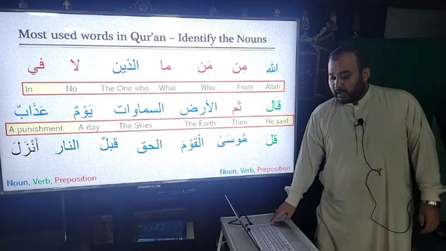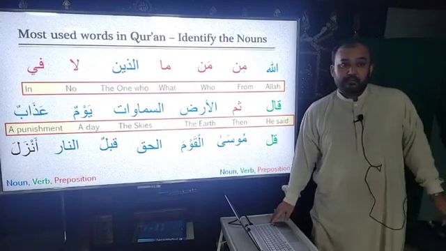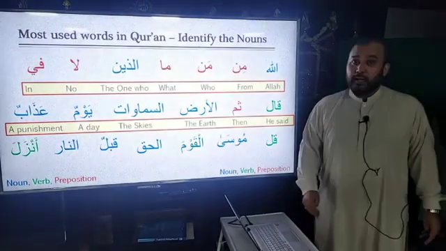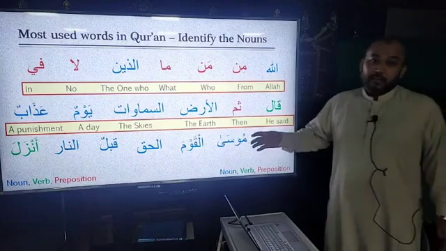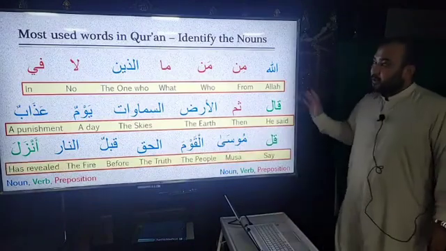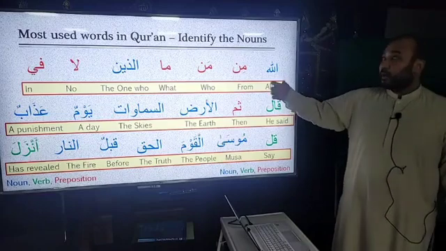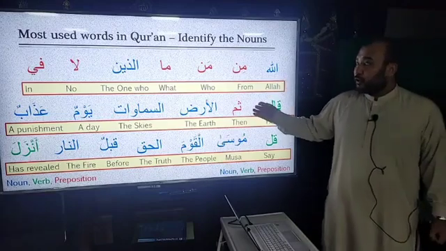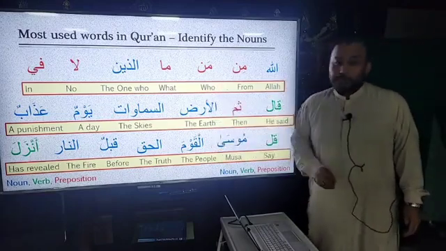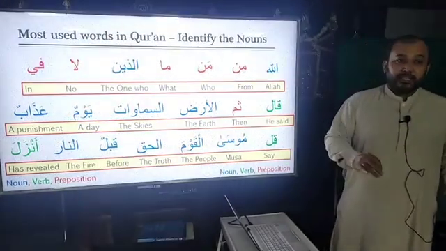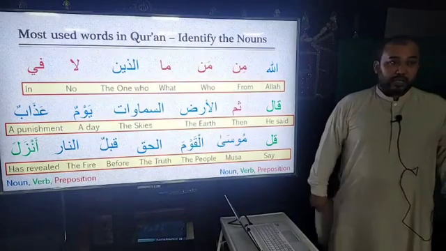And anzala, he revealed or he sent down, is a verb. Once we have a few understanding, mashallah, of all of these words, these are the most repeated words in the Holy Quran. When you learn their meanings, inshallah, and you know whether it's a noun or a verb, then you can help yourself to better translate and understand the Holy Quran, inshallah, and the prayers.